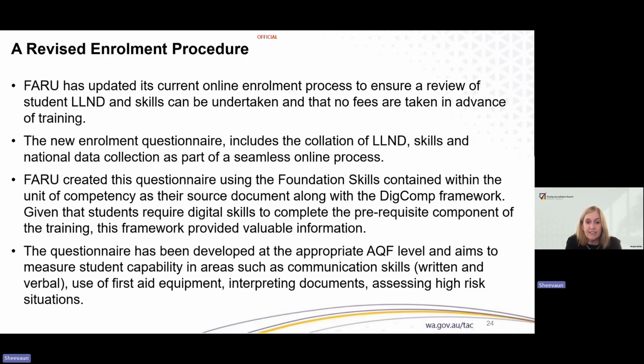Given that the students require digital skills to complete the prerequisite component of the course, the DIGCOM framework provided valuable information about how the RTO should go about reviewing the skills against that. The questionnaire that has been developed is at the appropriate AQF level and aims to measure the student capability in areas such as communication, written and verbal, the use of first aid equipment, interpreting documents, and assessing high-risk situations.